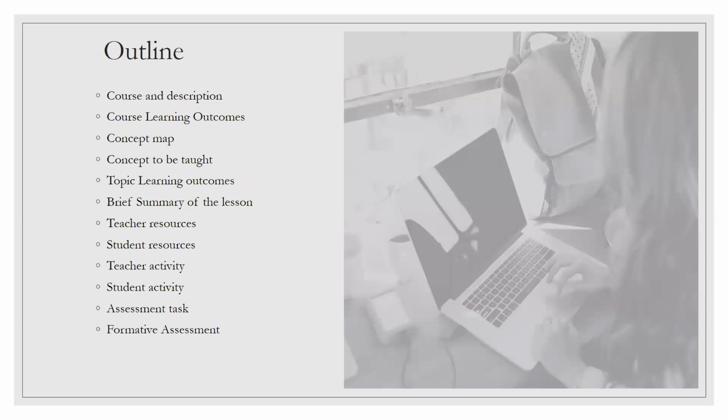The outline for the course is as follows. We'll have the course and its description, the course learning outcomes, the concept map for the course, and the concept to be taught for limits. On the topic of limits, we'll have the topic learning outcomes, a brief summary of the lesson, the resources that we'll be using, the teacher's resources, that means the resources that I'll be using, the student resources, the activities for the students, assessment tasks, and the formative assessment.